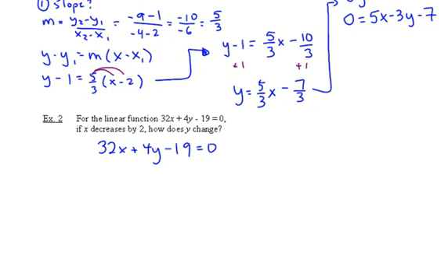y equals mx plus b. Yeah, so we want to get y by itself. Easiest thing to do is move who? The y. Equals negative 4y, and then divide by negative 4.